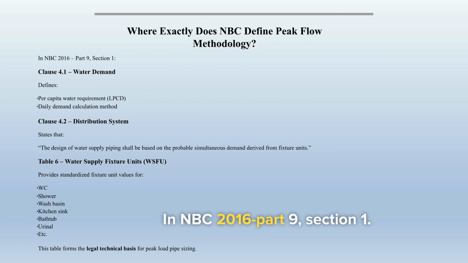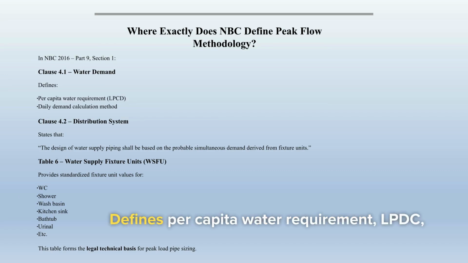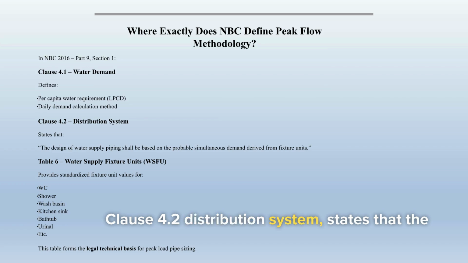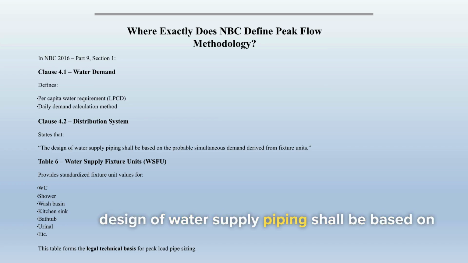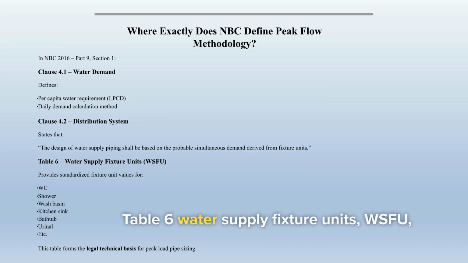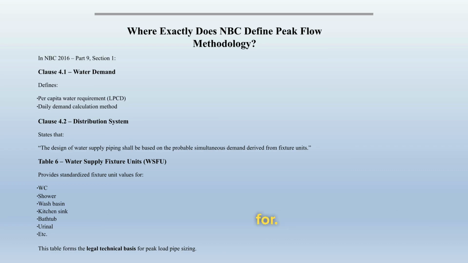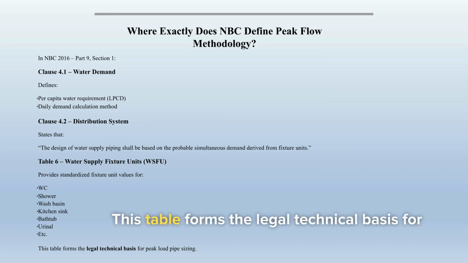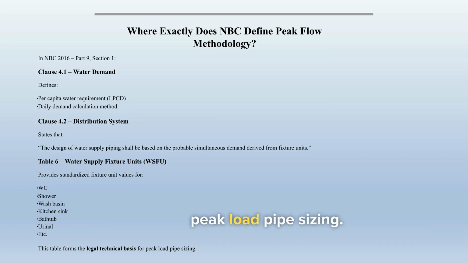In NBC 2016, Part 9, Section 1, Clause 4.1, Water Demand, defines per capita water requirement, LPCD, and the daily demand calculation method. Clause 4.2, Distribution System, states that the design of water supply piping shall be based on the probable simultaneous demand derived from fixture units. Table 6, Water Supply Fixture Units, WSFU, provides standardized fixture unit values for WC, shower, wash basin, kitchen sink, bathtub, urinal, etc. This table forms the legal technical basis for peak load pipe sizing.